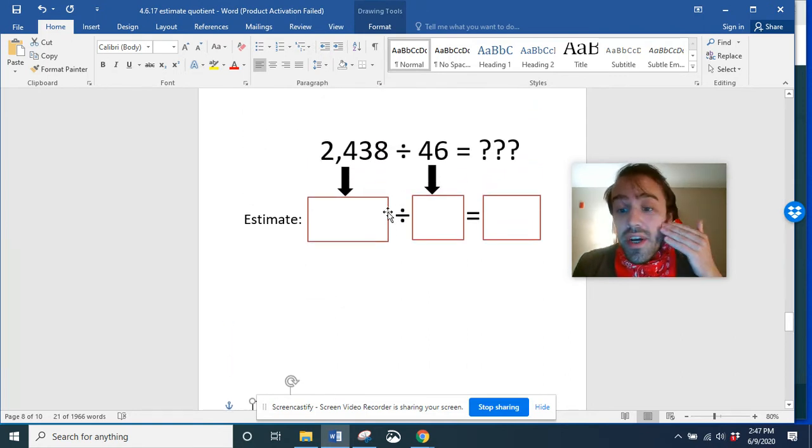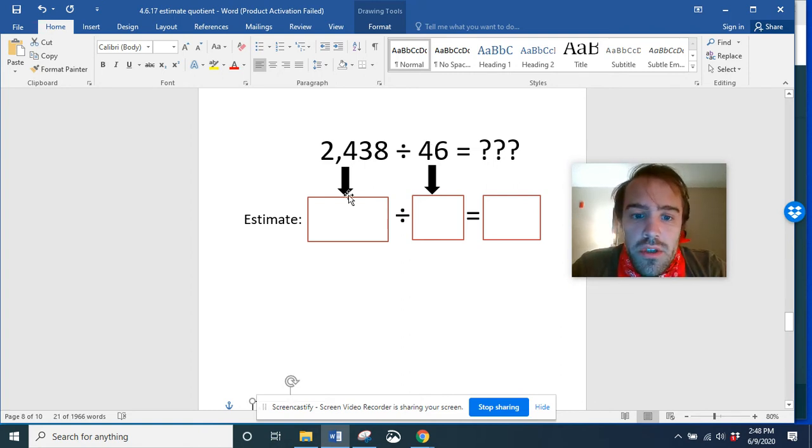What you really need to do when you're estimating is change the numbers into friendly numbers. Now, friendly numbers means numbers that are easier to think about and work with in your head. The way that you can do that is kind of like rounding, but you don't actually have to follow the rules of rounding. You just have to change the numbers that you're dividing into numbers that kind of resemble the math facts that you know. So think about the math facts that we know. Think about what we could change these into that are close to these numbers, but a little easier for us to think about.